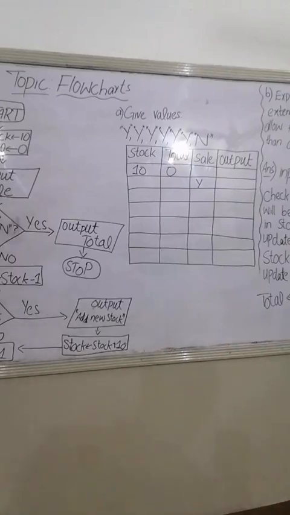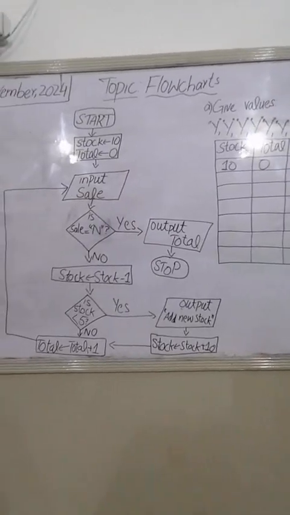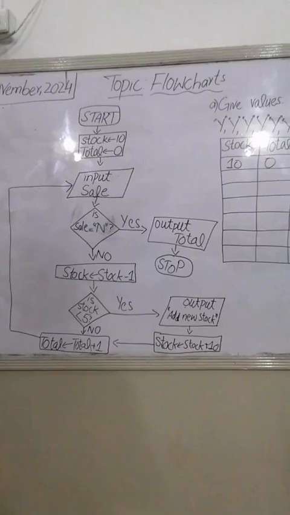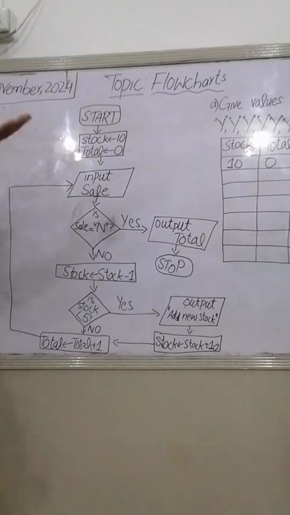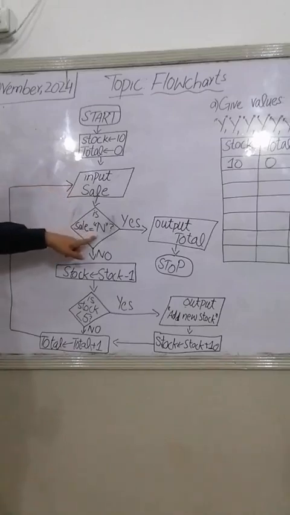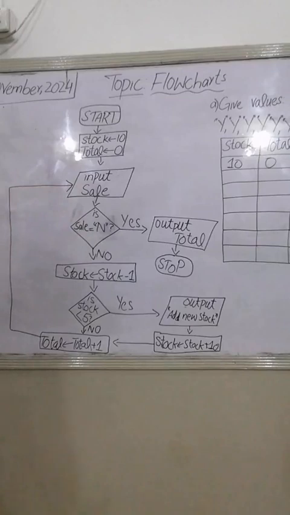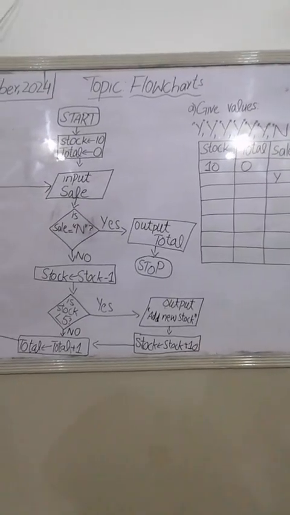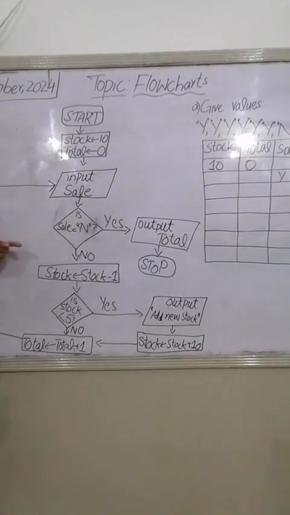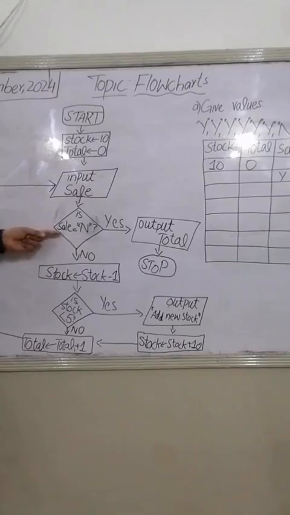So in the input we got Y, and now let's check the further conditions. Is sale equal to N? It means we have to check whether the value entered in variable sale is N. No, that is not N, that value is Y. As you can see, we have entered the alphabet Y in variable sale. So we'll go towards the No side, because the value in the variable sale is not N, it's Y. So we'll move forward.